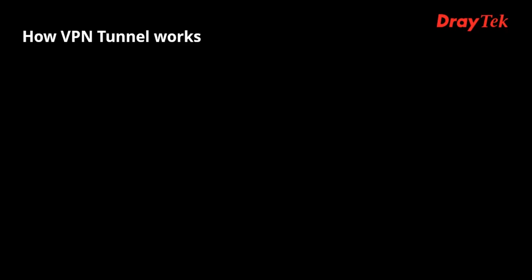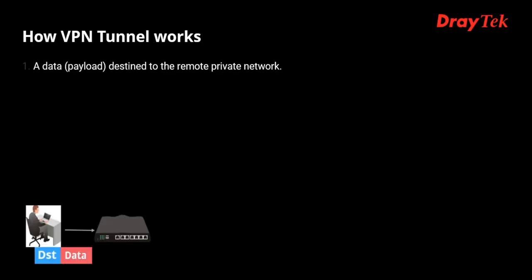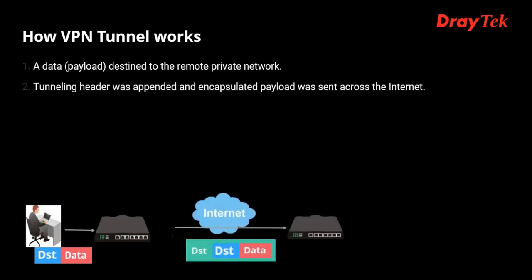We'll go over a visual presentation of how data is transmitted after a VPN tunnel is established. Here we have data that is destined for a remote network on the internet. A user through their computer sends this data to their local router. The local router receives this data and then adds a VPN header to it. This process is called encapsulation, and then it sends the encapsulated data across the internet to the remote router.